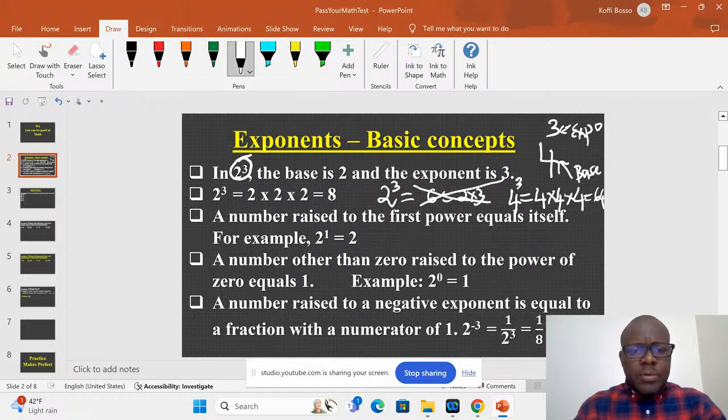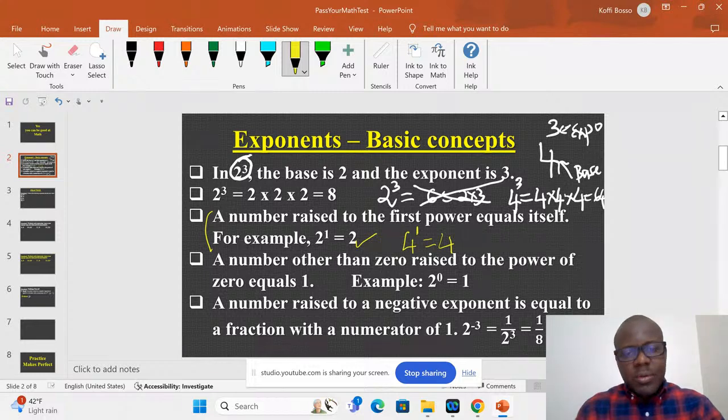Now, if you continue, they say a number raised to the first power equals itself. So if the power is 1, the answer is that number itself. So for example, if I have 4 raised to the 1 power, the answer is just 4. So 2 to the 1 power is the same as 2.